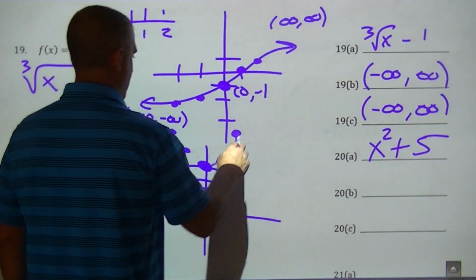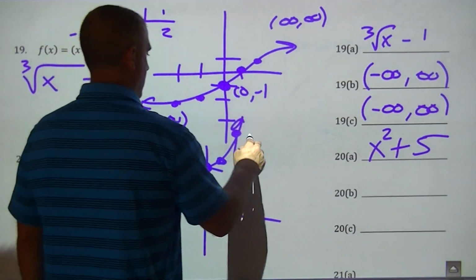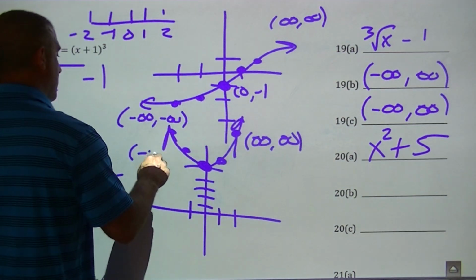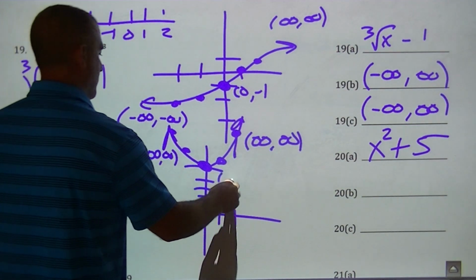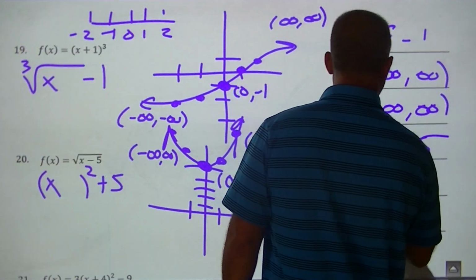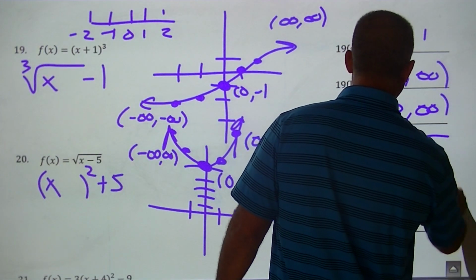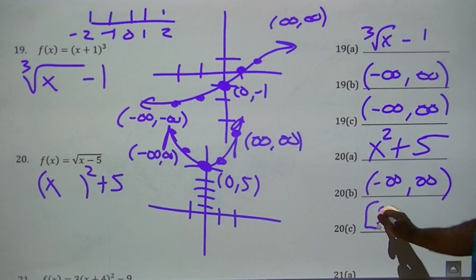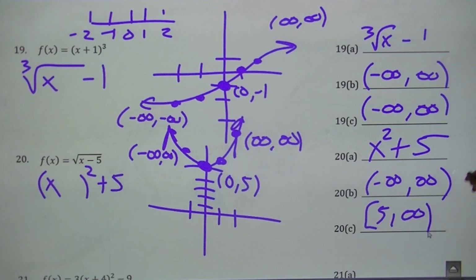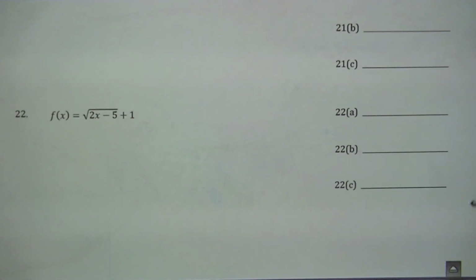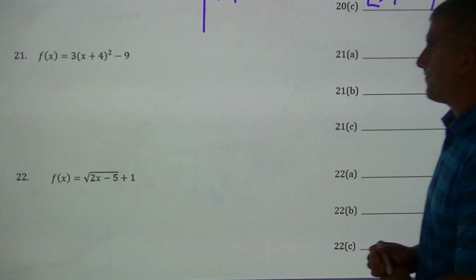What I got here, when I label this, is this would be infinity, infinity. This would be negative infinity, positive. This would be 0, 5. So my smallest x value is still negative infinity, biggest is infinity. My smallest y value is actually 5, and I use a closed bracket because it's at a point like that. All right, couple left here.